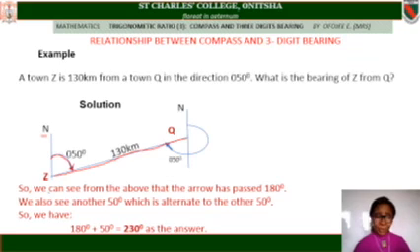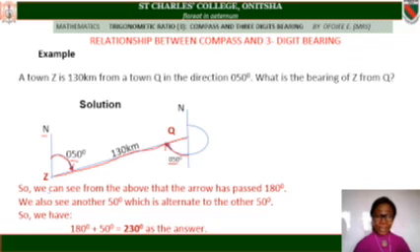And I want you to look at it again. If you reflect back on what I taught you in the introduction, you see that we have alternate angles. That's why you saw 050 degrees, and on the other side, you also saw 050 degrees. We call it alternate angles. So we can see from the above that the arrow has passed 180 degrees. Can you see it there? The arrow has passed that straight line.